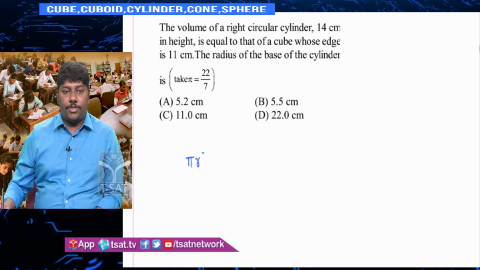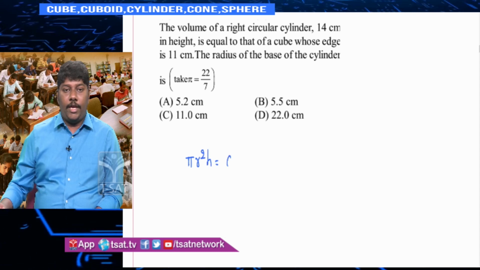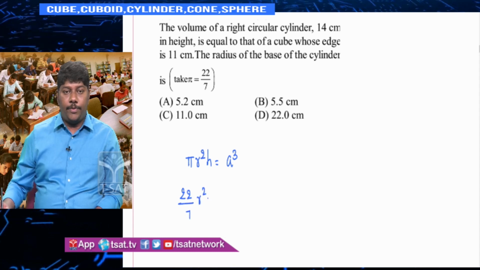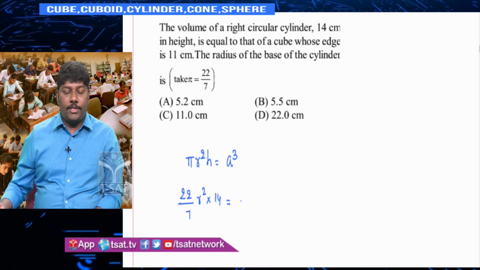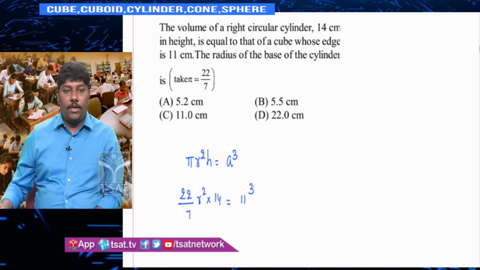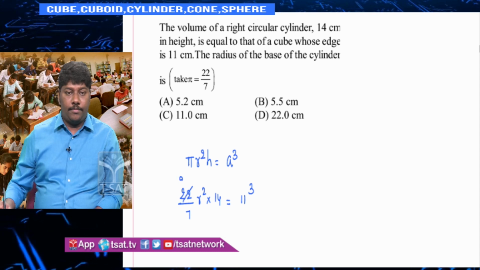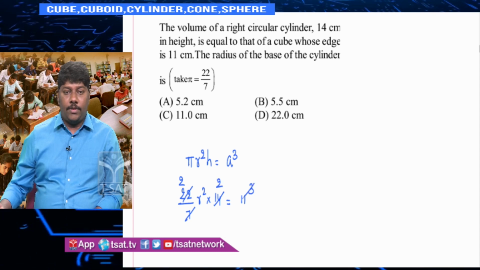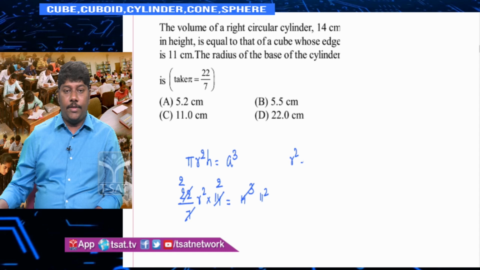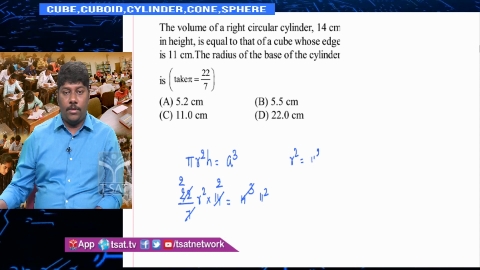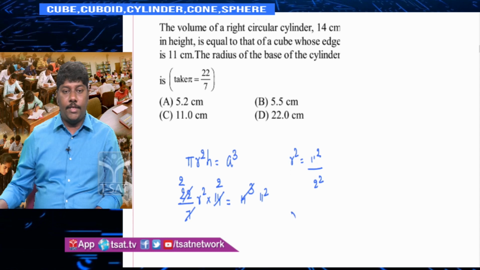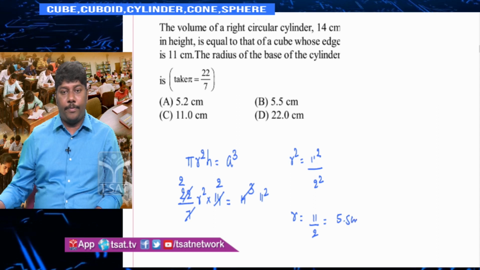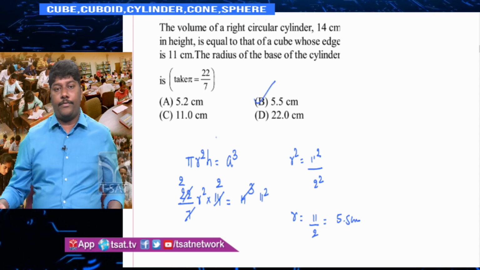Pi r square h is equal to a cube. Pi means 22 by 7, r square, let it be r square, height is 14, cube edge is 11 cube. 11 ones are, 11 twos are. Then after that you get 2 here. So 11 square will be left out. Now r square is equal to 11 square by 4. 4 means 2 square. Now r is equal to 11 by 2, which is 5.5 centimeter. The answer is 5.5 centimeter.